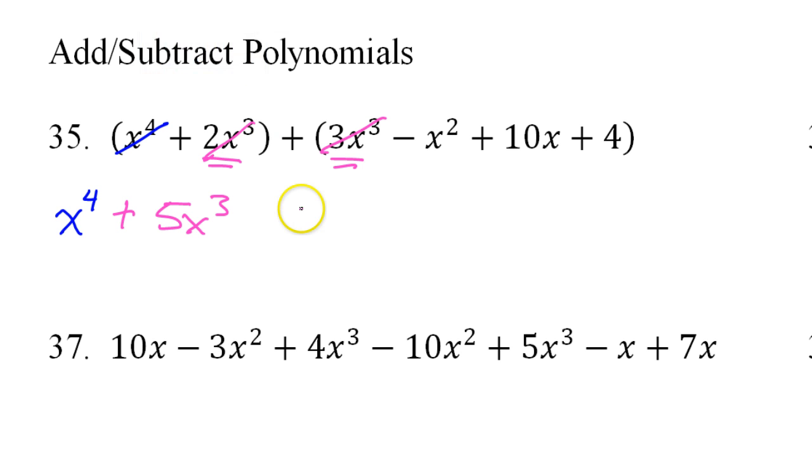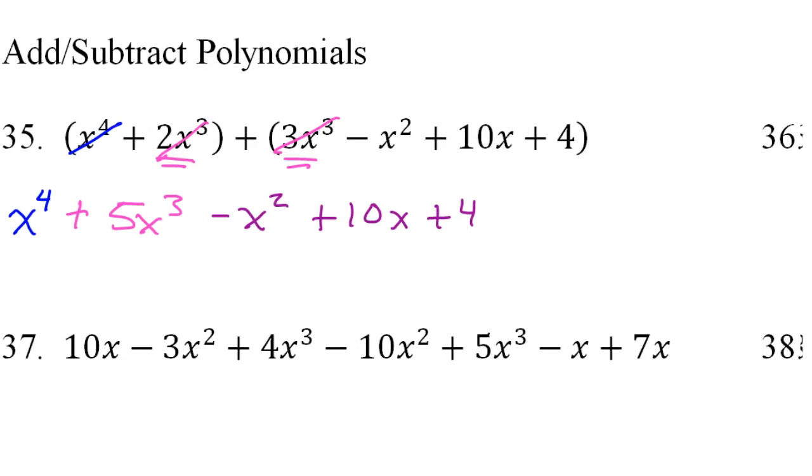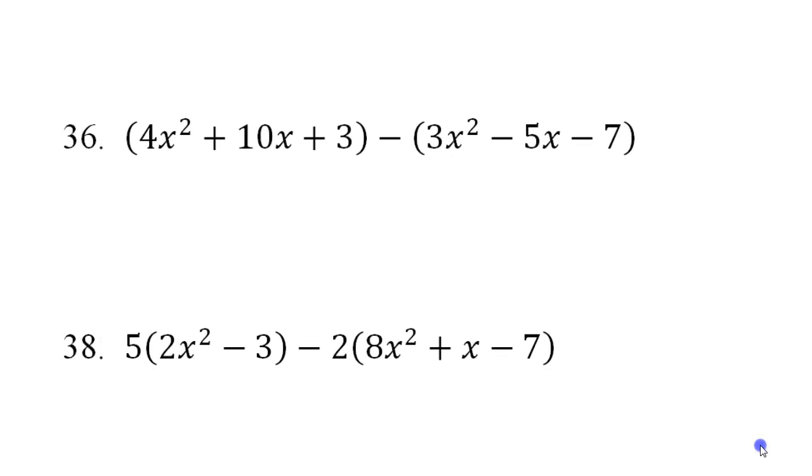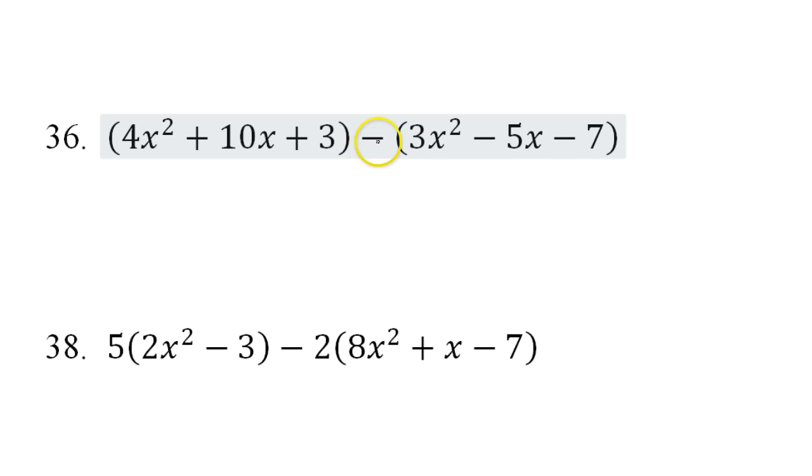So the rest of these would just be your negative x squared, and your plus 10x, and your plus 4. So that's it. That would be your answer, number 34. I'm sorry, number 35. Now, you got to be more careful when it's subtraction, because when you have subtraction, you need to distribute.